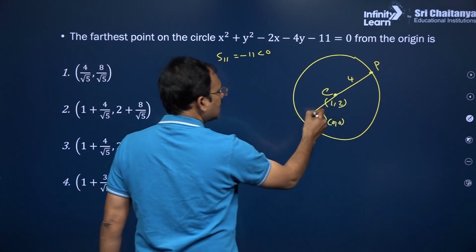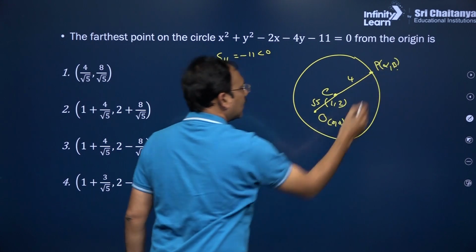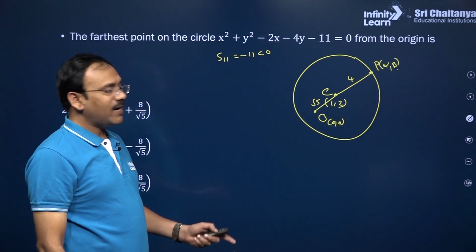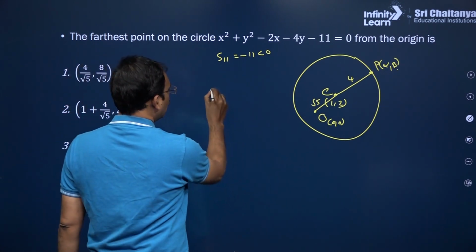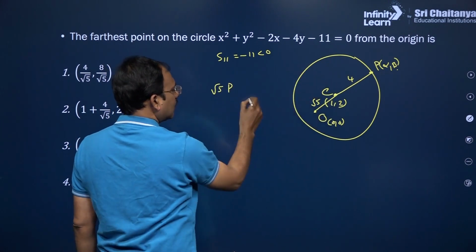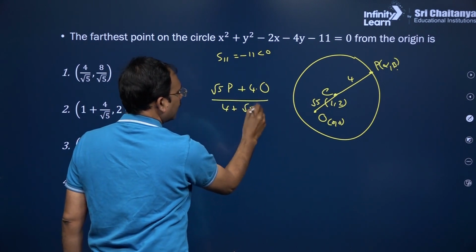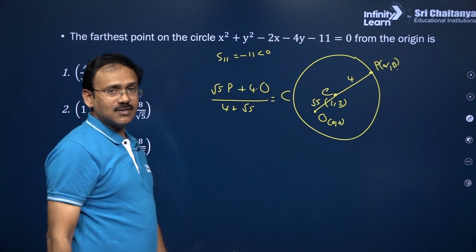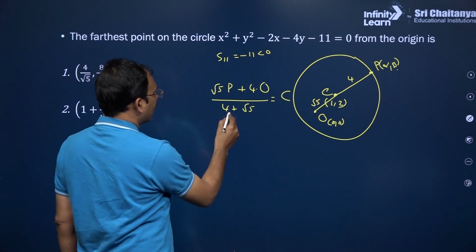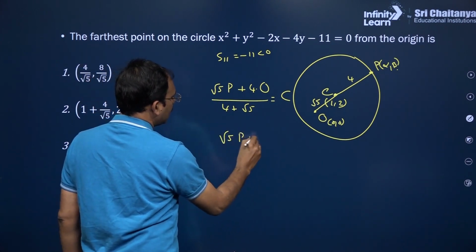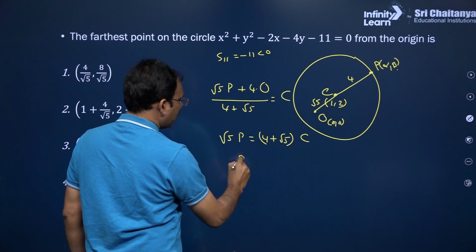You do one thing: what is this distance? Root 5. This point is say some alpha, beta. Now one thing I can say, OP is divided by C in the ratio root 5 is to 4 internally. So can I write root 5 into P coordinates plus 4 into origin coordinates by 4 plus root 5 will give you center C coordinates, like dividing the points in the ratio M is to N. I have written it in simple language, okay. So my dear friends, from this, root 5 P is going to be 4 plus root 5 into center coordinates, that is the point P I want.